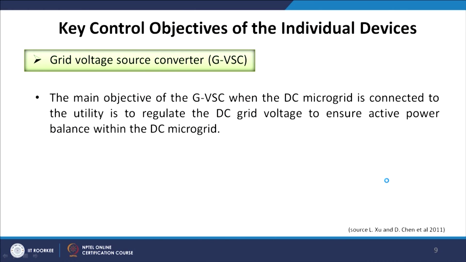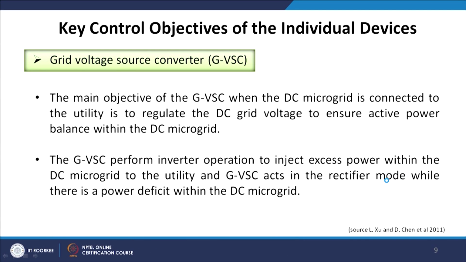The next important component is the GVSC, which we call the grid voltage source converter, connected between both the AC grid and my DC microgrid. The main objective of the GVSC, when the DC microgrid is connected to the utility, is to regulate the DC grid voltage to ensure active power balance within the DC microgrid.